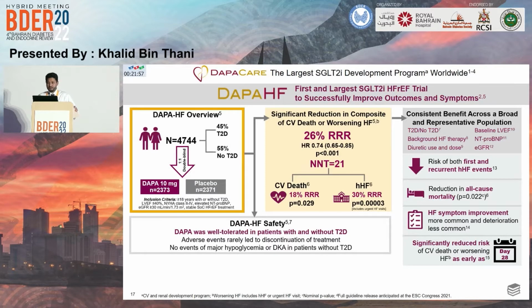Overall, there was a significant reduction in the composite of cardiovascular death and worsening of heart failure of 26%. It was also clear that the risk of both first and recurrent heart failure events was reduced, along with a reduction in all-cause mortality, and for the heart failure symptoms there was improvement, and there was a significant reduction in the risk of cardiovascular death and worsening of heart failure as early as 28 days from starting the medicine.